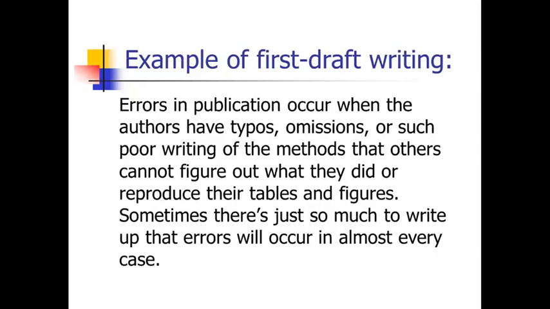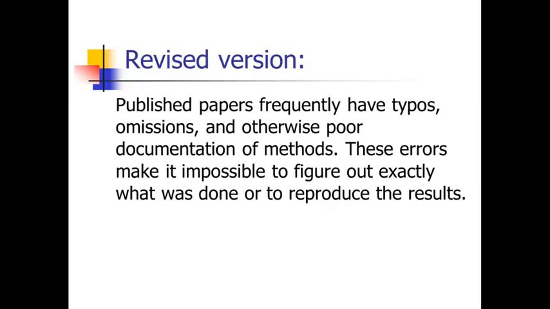So I went back and revised this, and here's what I came up with in the revision. "Published papers frequently have typos, omissions, and otherwise poor documentation of methods. These errors make it impossible to figure out exactly what was done or to reproduce the results." So you can see that it very much resembles the first draft, except it's much more clear and concise. It's much more to the point. I dropped out a whole idea, that there's just too much to write up, because I actually had a quote from somebody who was saying that exact thing in another paragraph, so I didn't need the repetition.